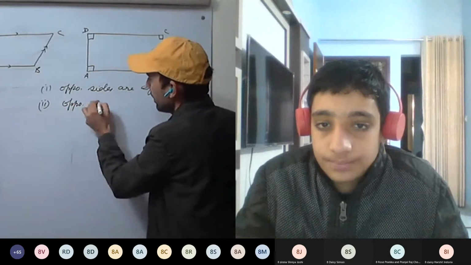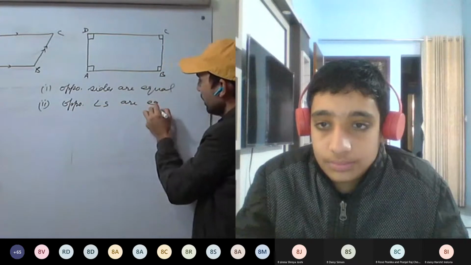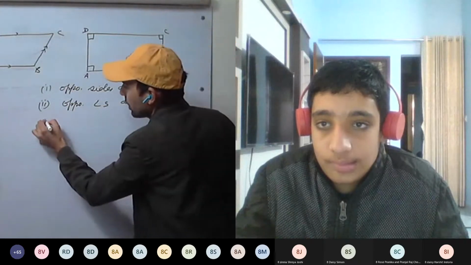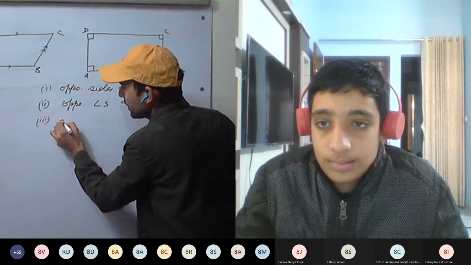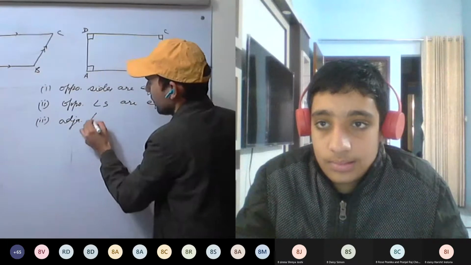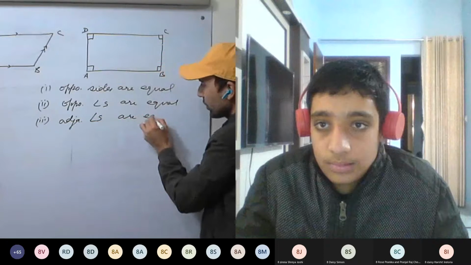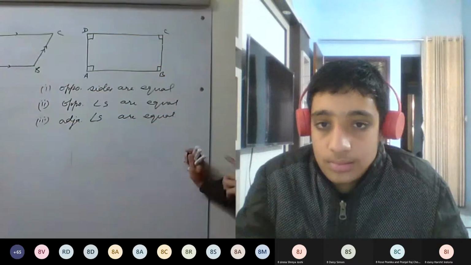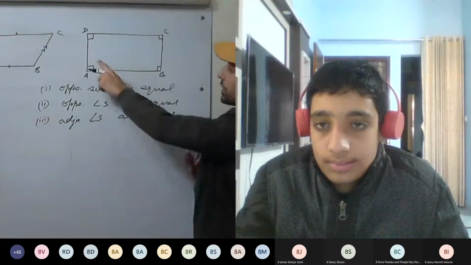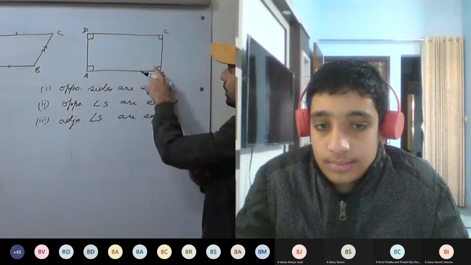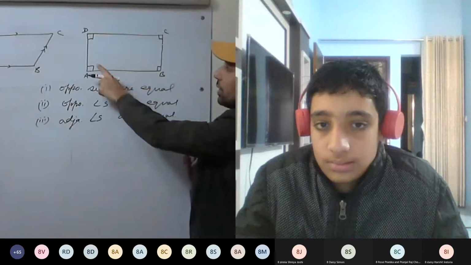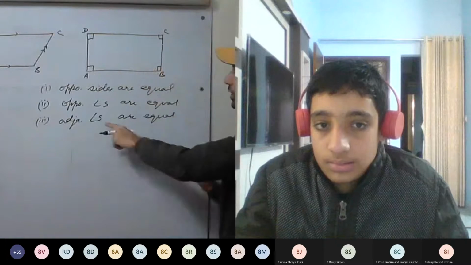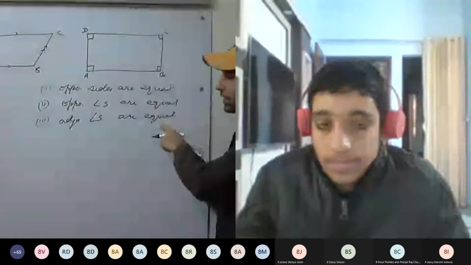Opposite angles are equal. Adjacent angles, they are equal as well. Yes or no? In a parallelogram, we have discussed they are supplementary. Here as well, they are supplementary as well as equal. Yes or no? 90 plus 90, 180 degrees. So adjacent angles are equal, we can say.